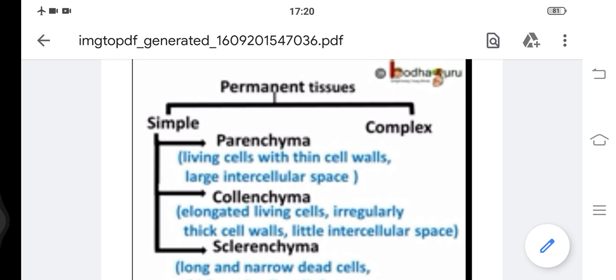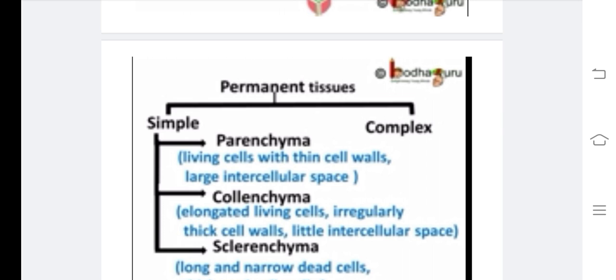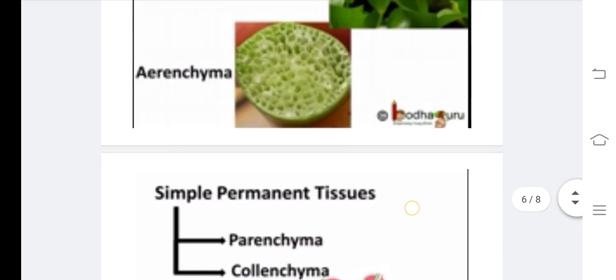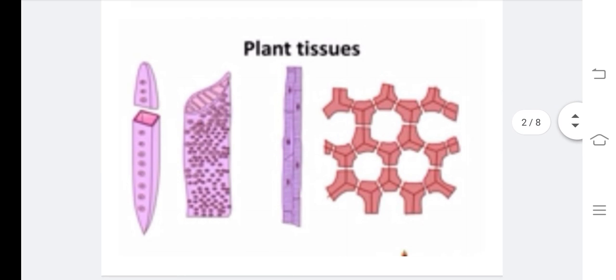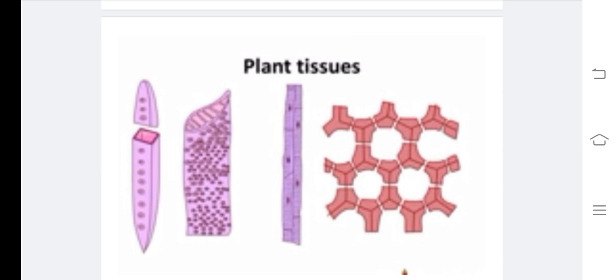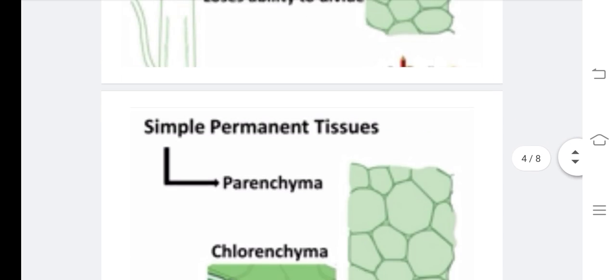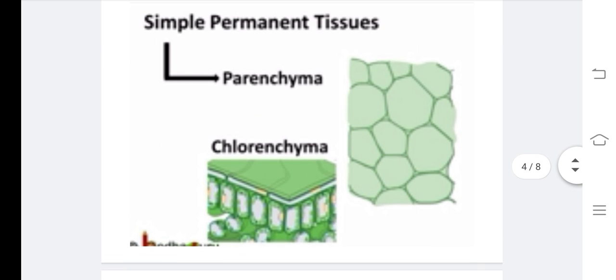These are the three different types of simple permanent tissues. What is the difference between simple and complex? Simple permanent tissues are made up of the same structures and same function, same kind of cells. Very, very important. What about complex permanent tissues? They are made up of different kinds of cells. I hope you understand, children. Let us understand about parenchyma.